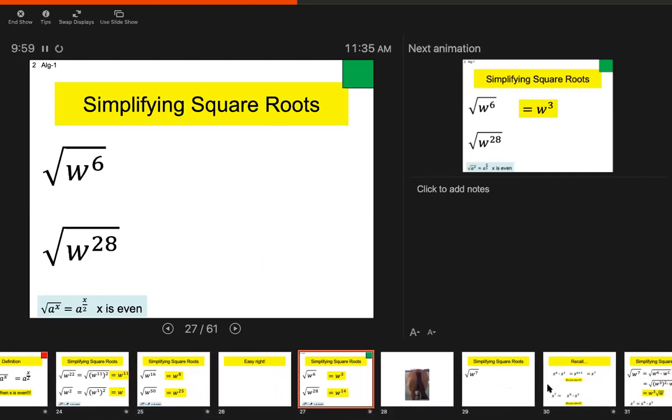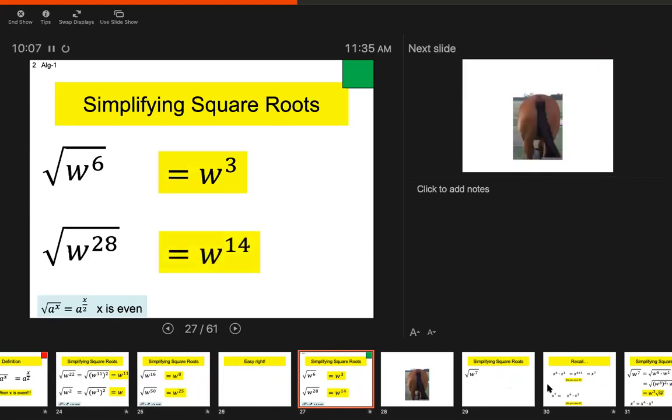W to the 6th power, take the square root of it. Take half of it, w to the 3rd. Square root of w to the 28th power, take half of it, you're done. I can't make this complicated because it's not complicated. You simply take half.